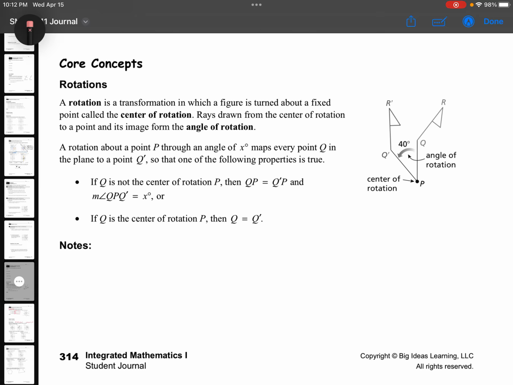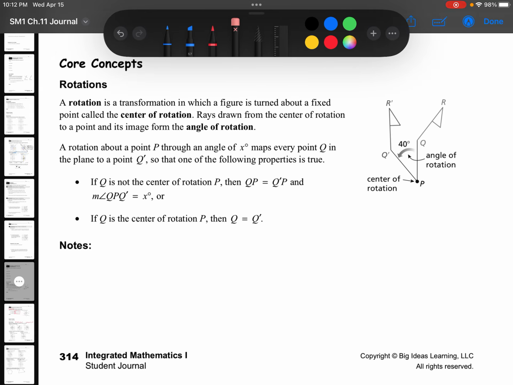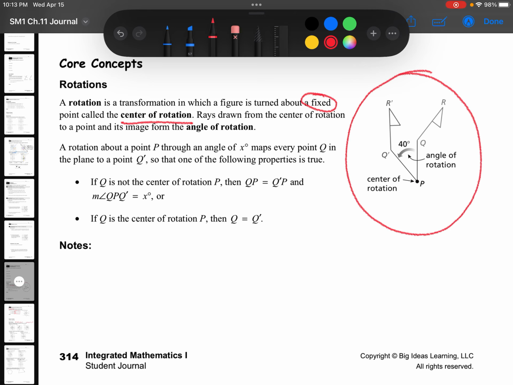So, as for our definition, we can say that a rotation is a transformation in which the figure is turned about a fixed point called the center of rotation. In the figure I am circling in red, you will see the point of rotation is P, and we're going to rotate this figure that at the top has some sort of flag shape. We intend to rotate it in this direction.